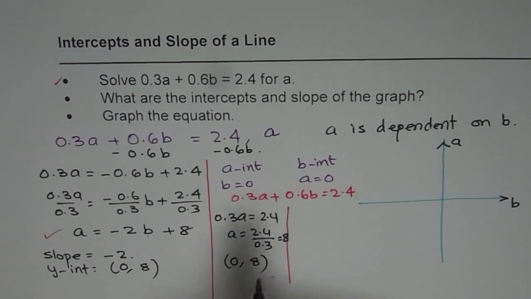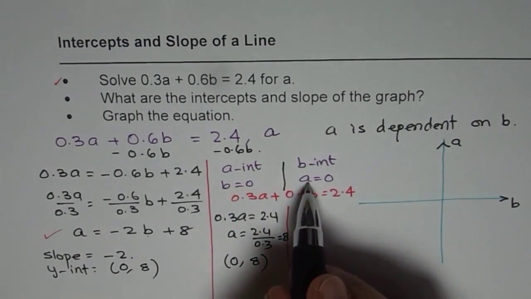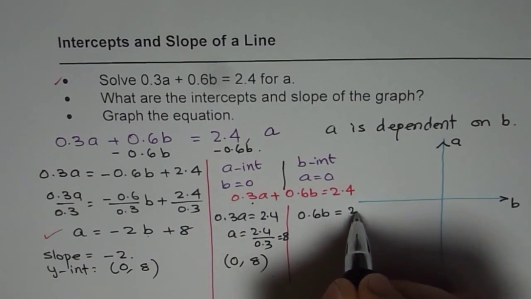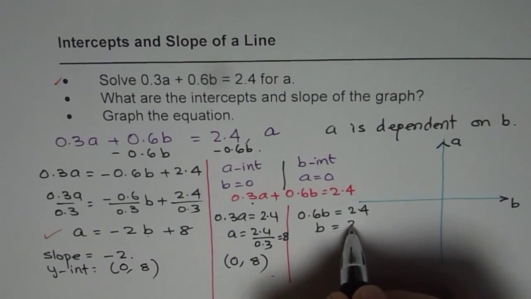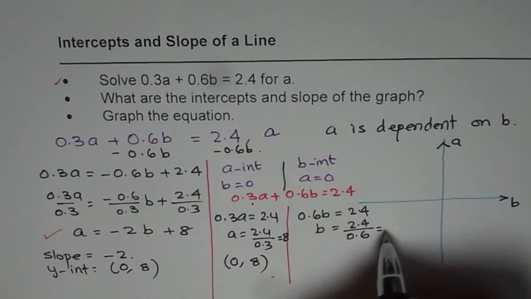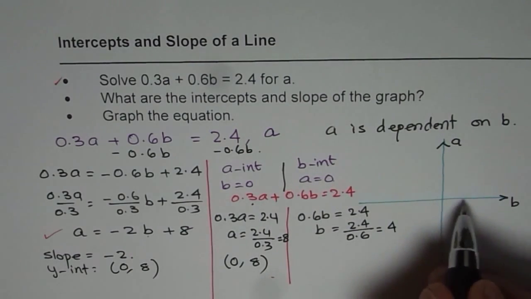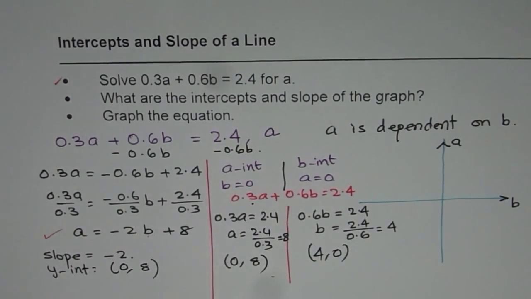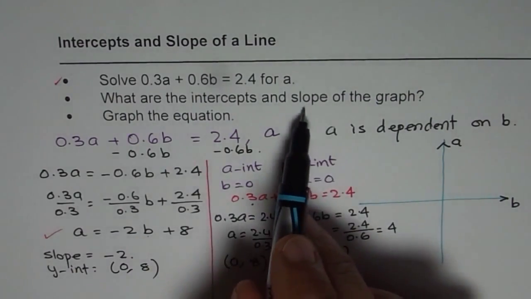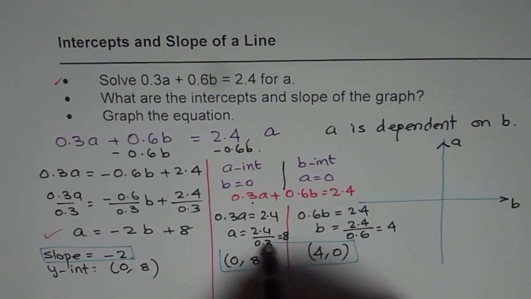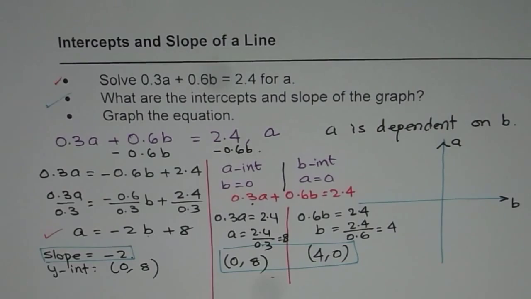Now let's look into the b-intercept. The b-intercept is when a is 0 in this equation. So that gives us 0.6b equals 2.4, or b equals 2.4 divided by 0.6. So 24 divided by 6, which is 4. So the b-intercept, which is along the x-axis, is 4. So I'll write 4 first. Do you understand? So that is how I can write the b-intercept. So we know all our intercepts. We also know the slope, correct? And these are the intercepts. Perfect. Now we're done with part 2.